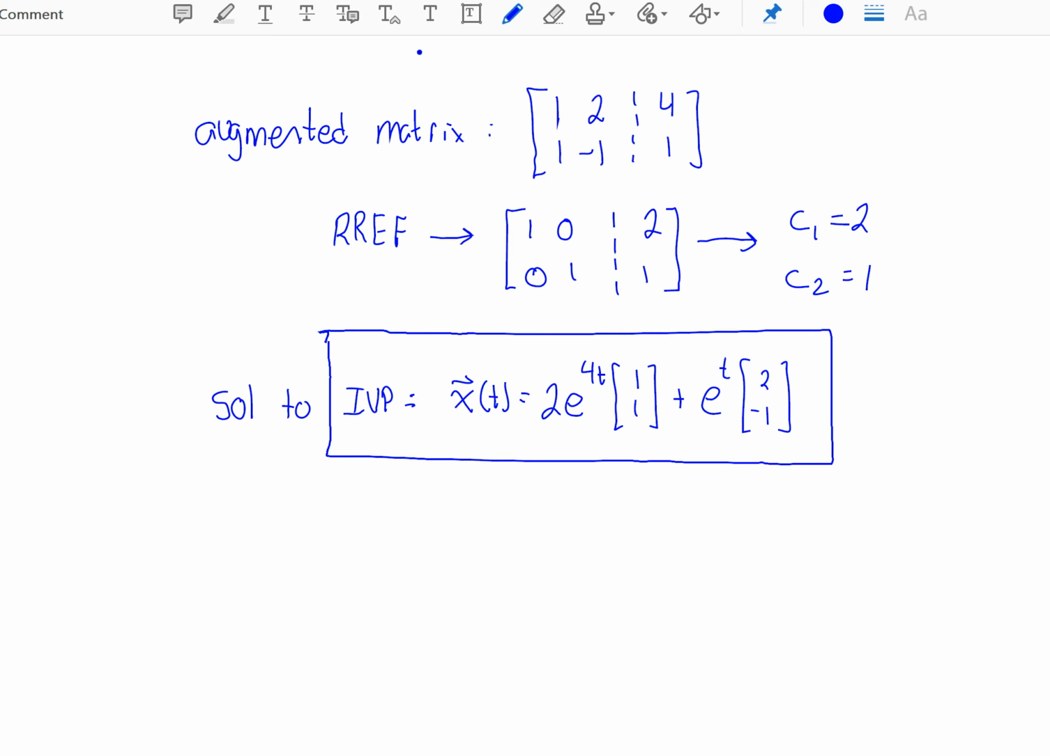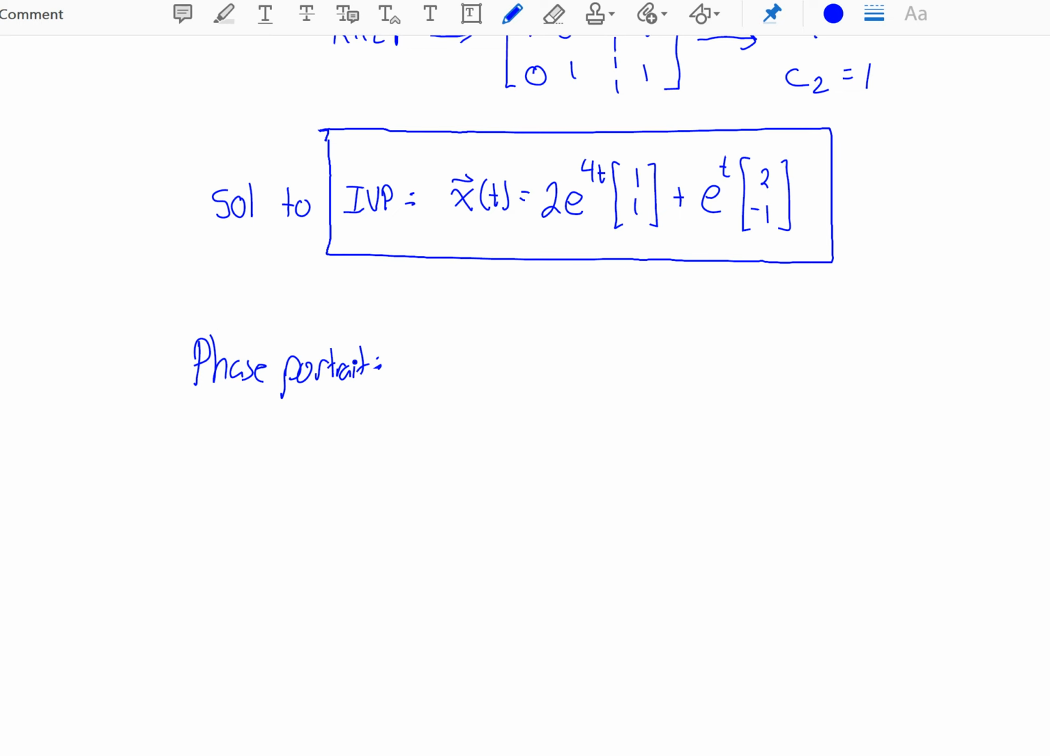And now let's also include our phase portrait. Again, our phase portrait is a graphical representation of our solutions.